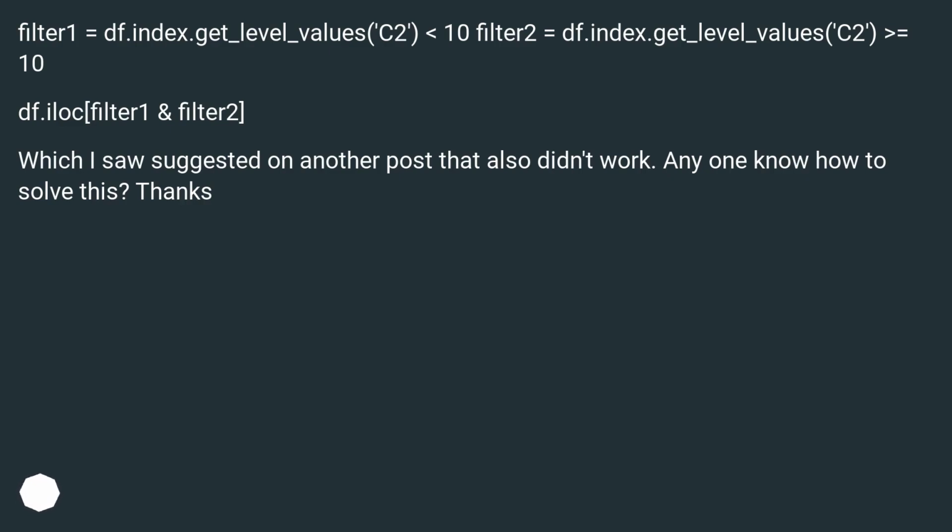filter1 equals df.index.get_level_values C2 < 10, filter2 equals df.index.get_level_values C2 >= 10, then df.iloc with filter1 and filter2, which I saw suggested on another post, that also didn't work. Anyone know how to solve this? Thanks.